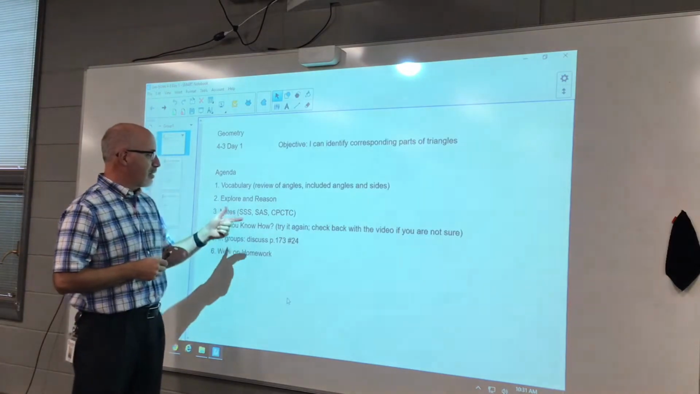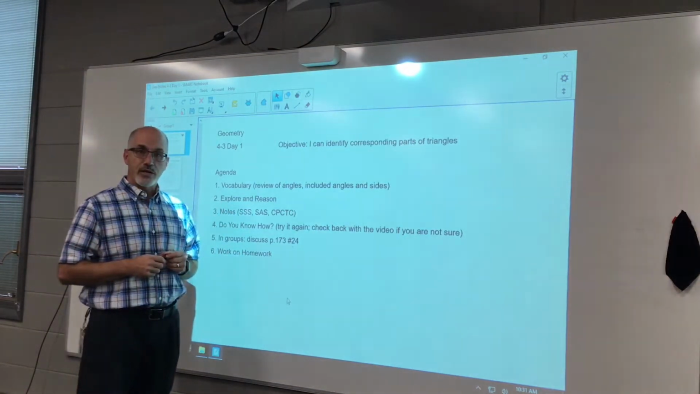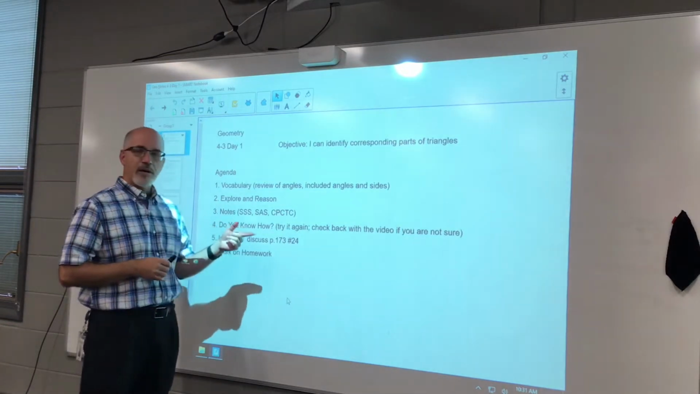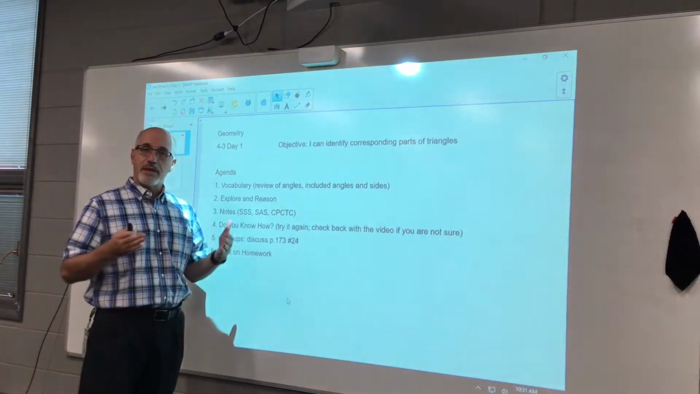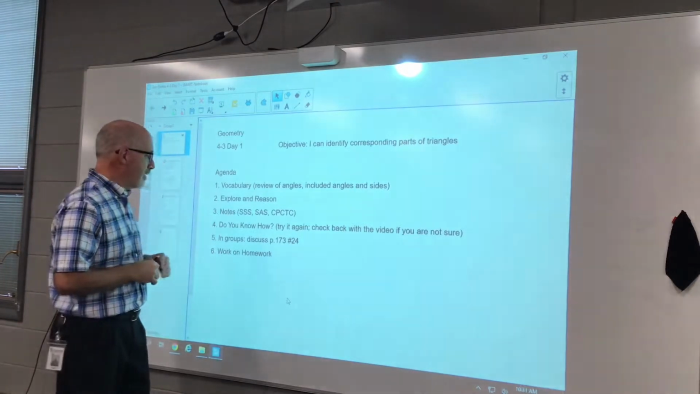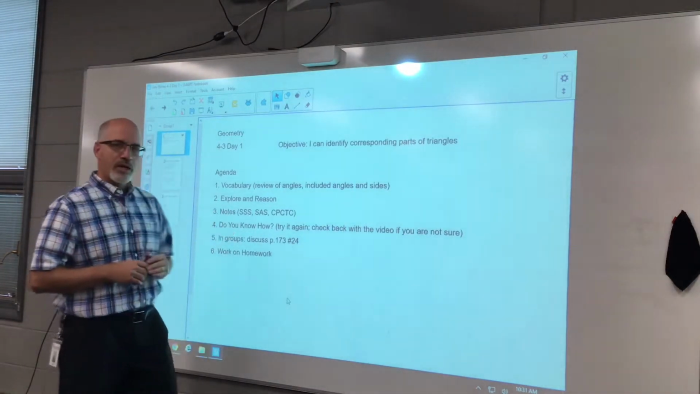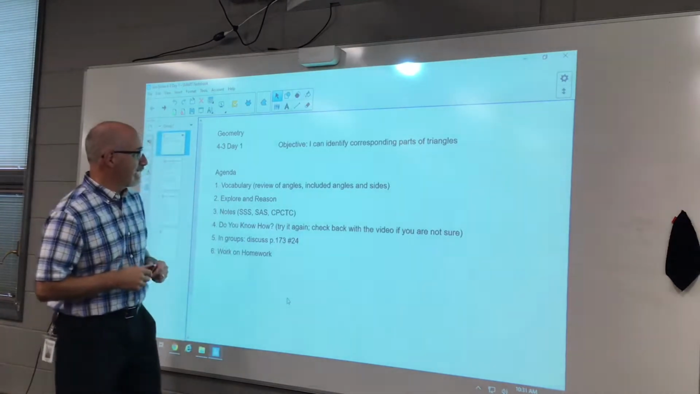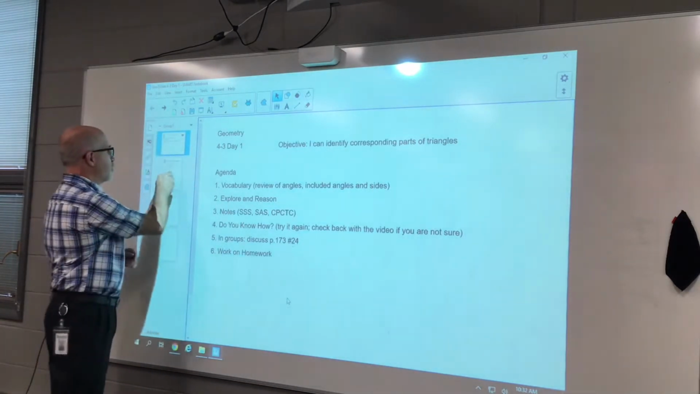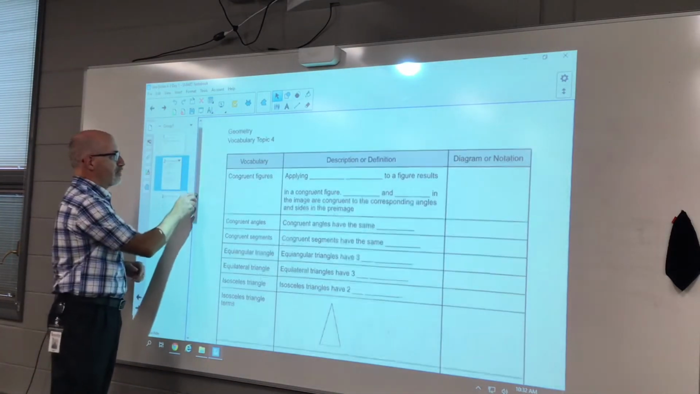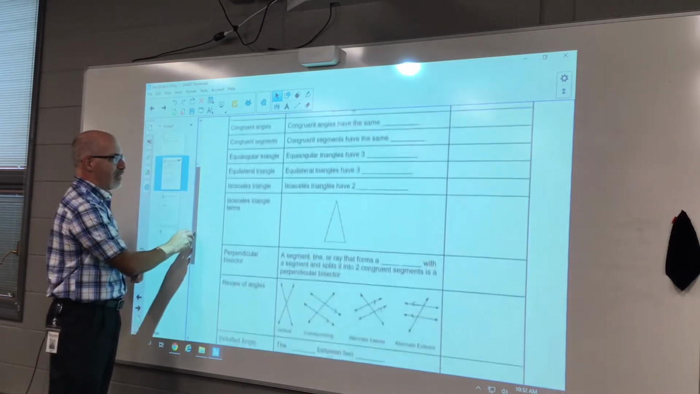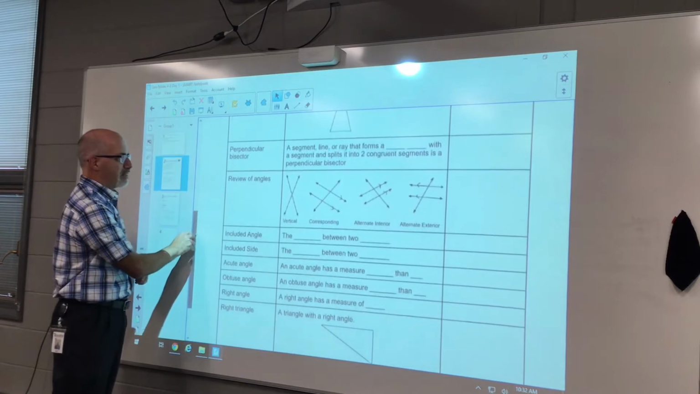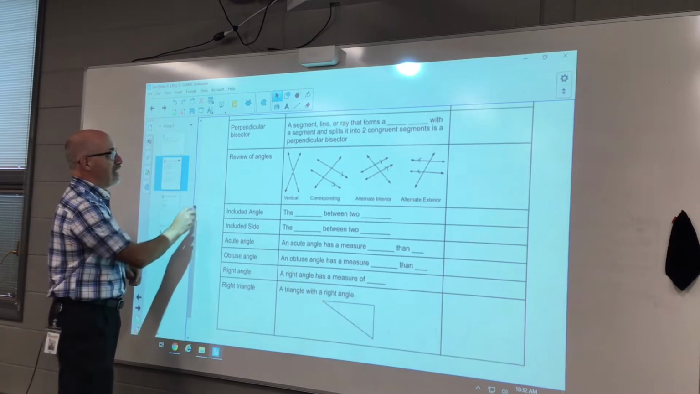We'll take our notes for a couple new theorems that we have. We'll check out how much you caught from that by doing the do you know how, and then we'll work a little bit in groups and then work on our homework assignment. So let's first of all talk about our vocabulary. Let's go to your vocabulary sheet for this chapter, topic 4, and we've already done all the way through perpendicular bisector. Let's go to review of angles.